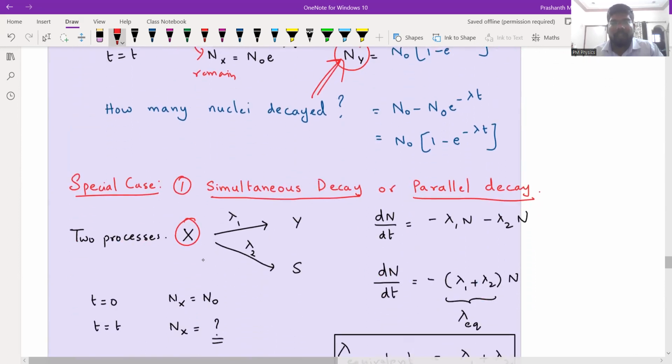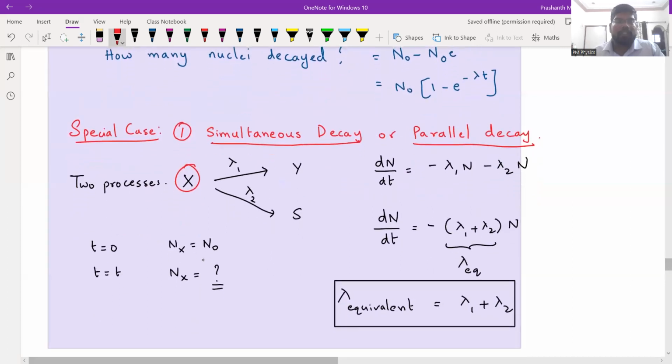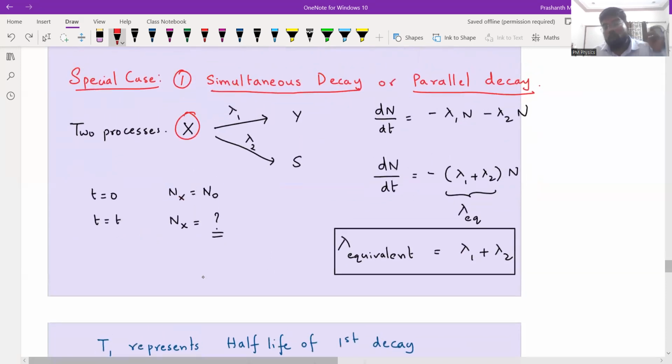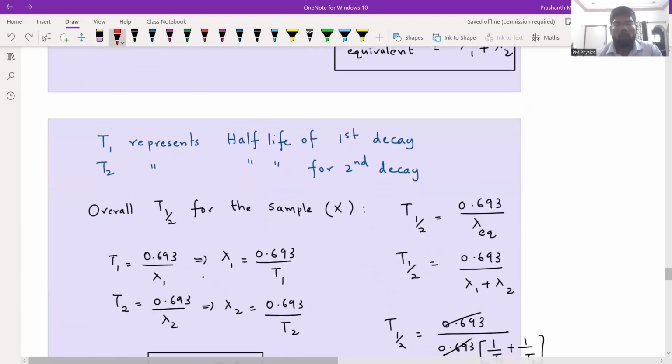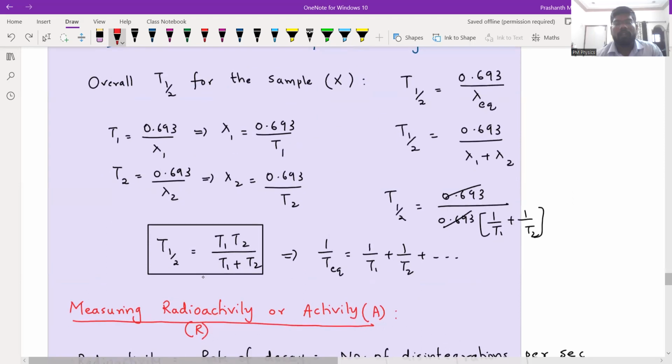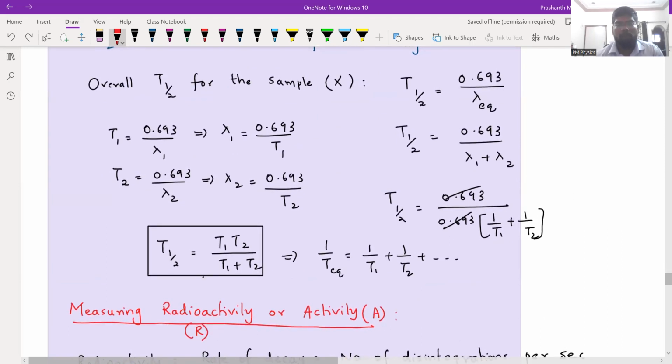Then we have seen two special cases. One is a parallel or simultaneous decay, where one nuclei is disintegrating into two different types. Due to the two processes, the number is decreasing. Due to the first process the decrease is minus lambda 1 into N, and due to the second process, minus lambda 2 into N. So the total decrease, taking N common, gives the equivalent lambda as lambda 1 plus lambda 2. Then the new T half comes out to T1 T2 by T1 plus T2 for two parallel decays.